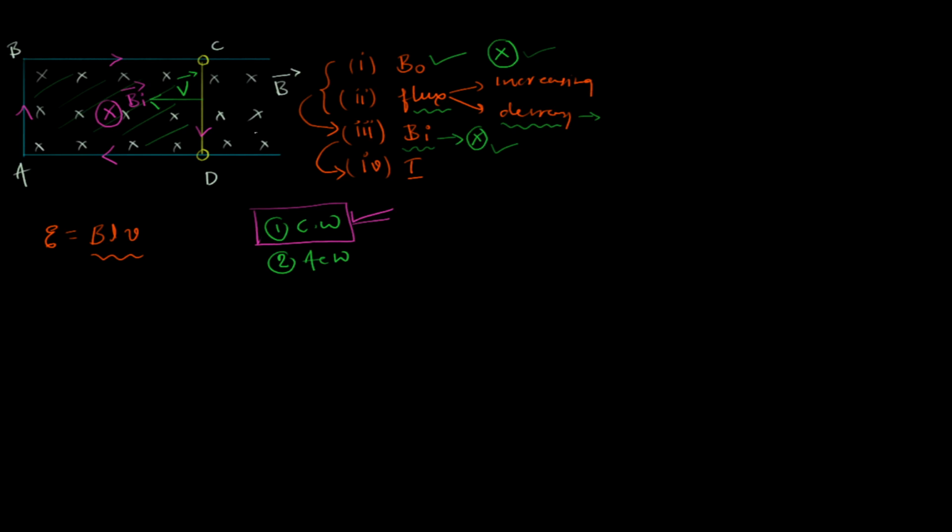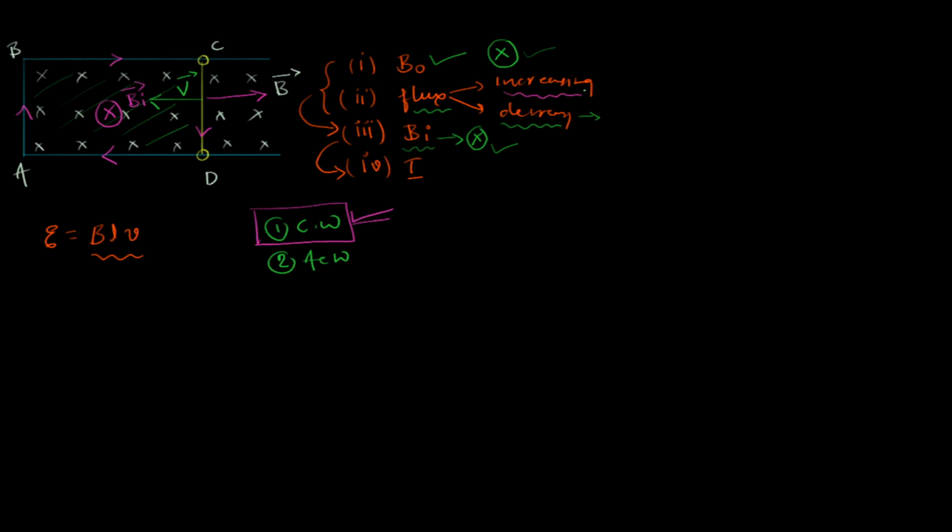Now quickly, if the rod CD were moving away from AB, let me draw it here, if the rod CD were moving in this direction, let's say to the right, then the flux would be increasing.